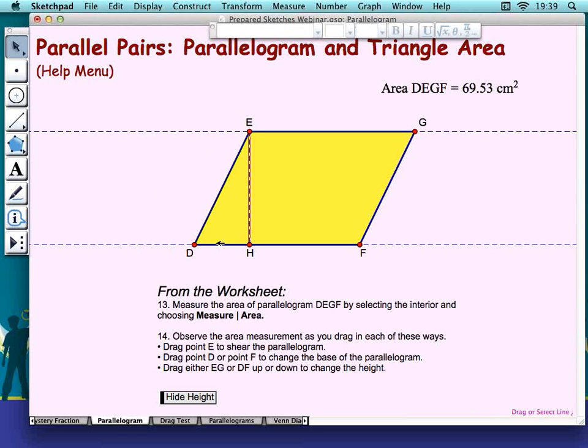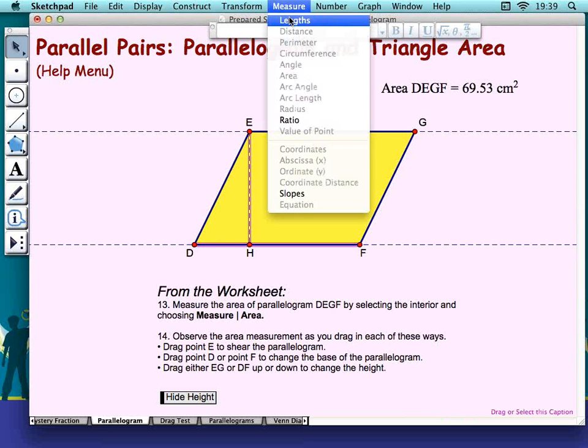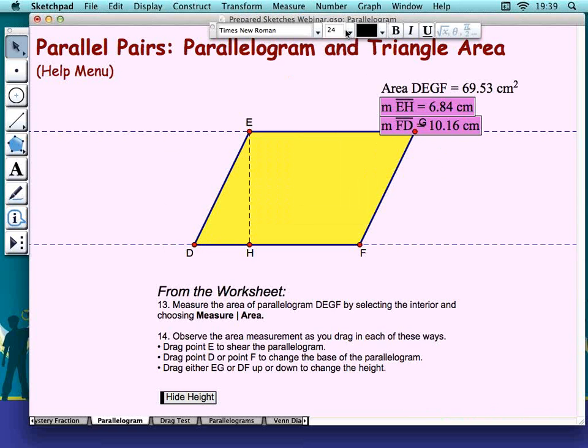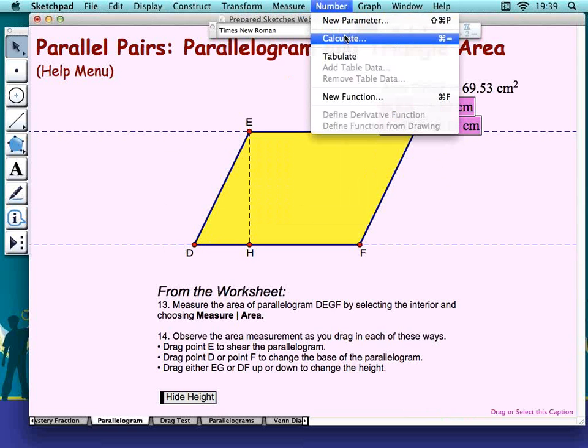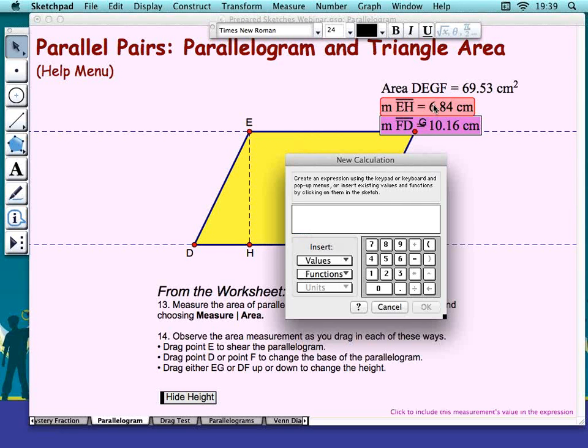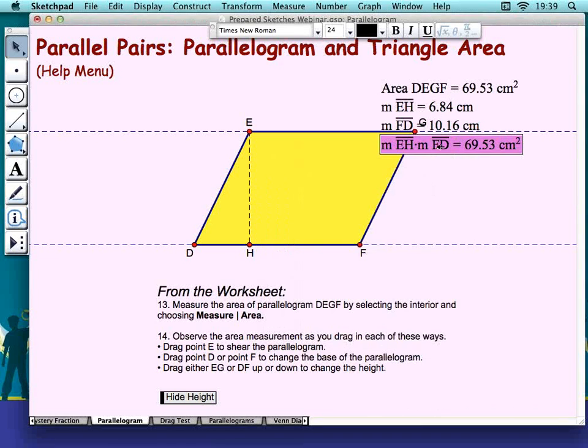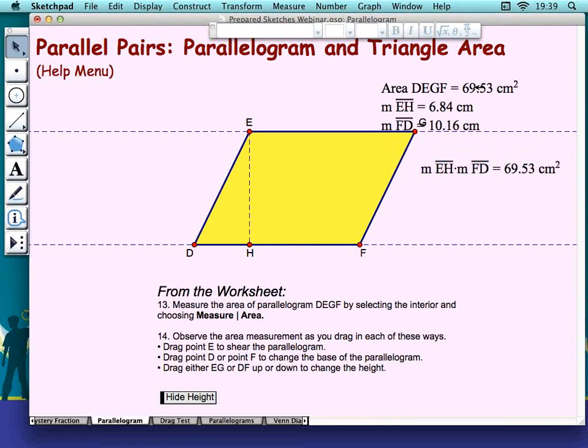And if we measure both of those segments, and if we were to use Sketchpad's calculator to take the measure of EH times the measure of FD, we find that we get the exact same result. So that's what students accomplish in the course of this activity.